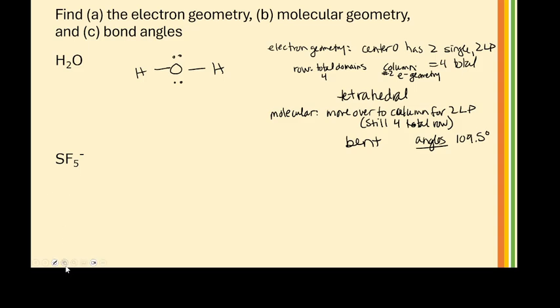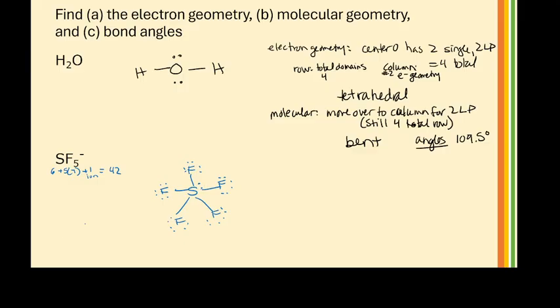SF5 with a minus charge. This one I'm going to have to draw out. We haven't done this one yet. Sulfur is 6 plus 5 times 7 plus 1 for the ion charge equals, that's 35 plus 6 is 41, plus 1 is 42. Sulfur in the center, five fluorines, 2, 4, 6, 8, 10, 12, 14, 16, 18, 20, 22, 24, 26, 28, 30, 32, 34, 36, 38, 40, 42.